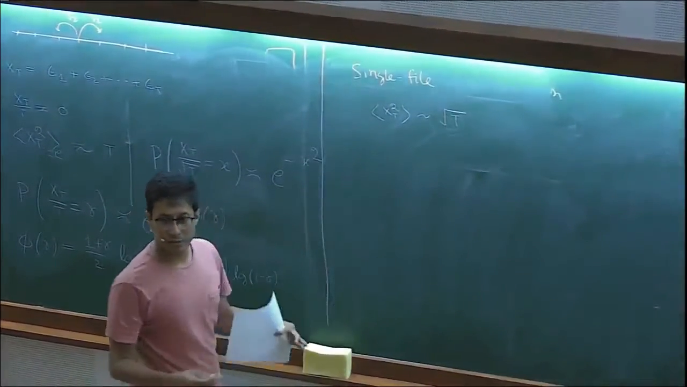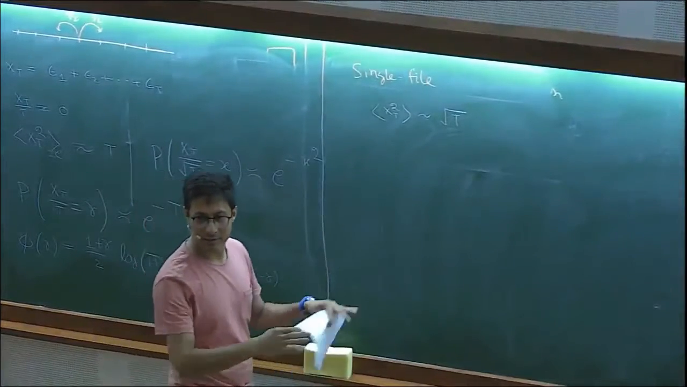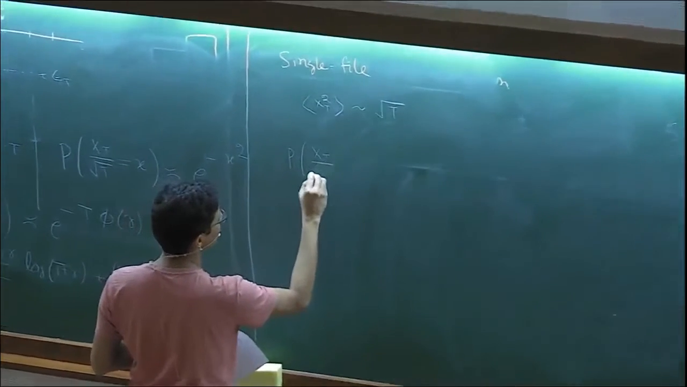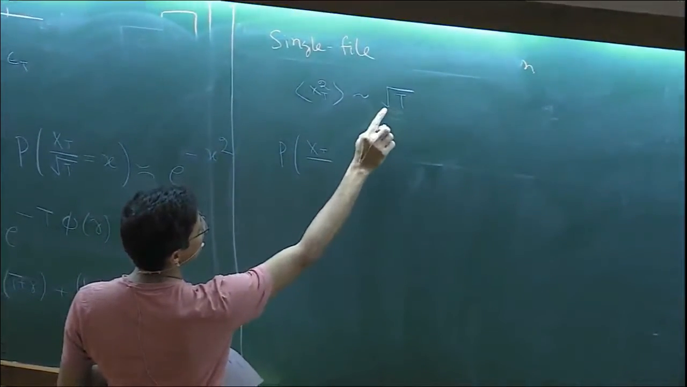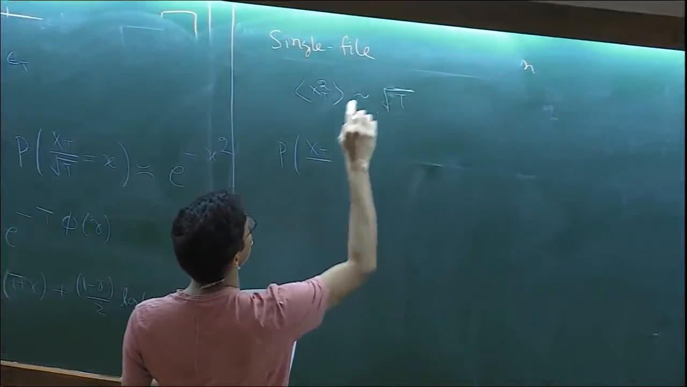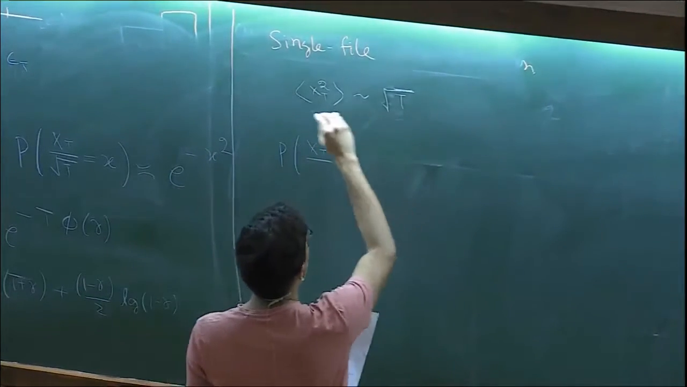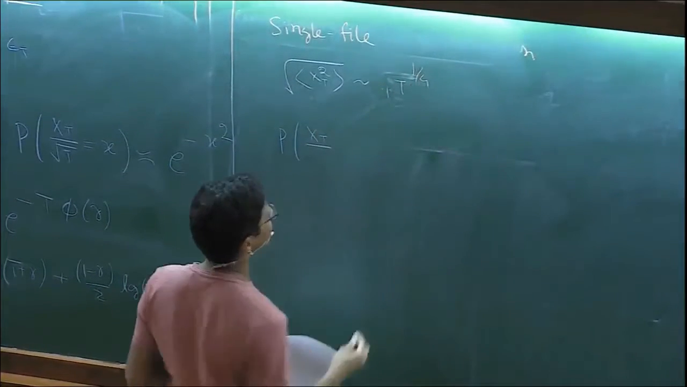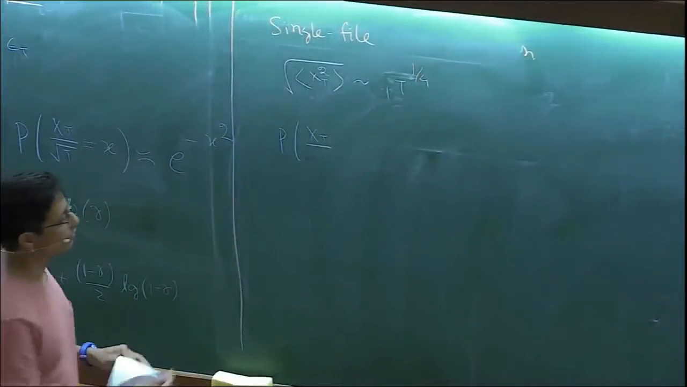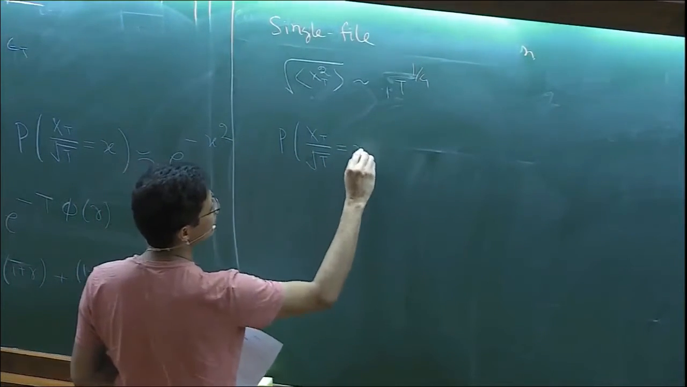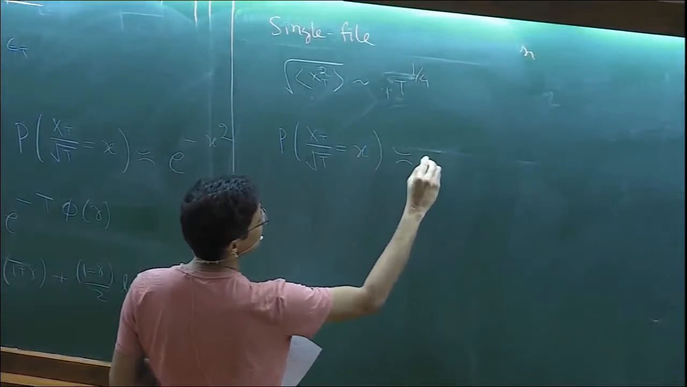And then if you want to look at the rare fluctuations, which are atypical displacements, one has a large deviation form. So here, sorry, the variance is square root of t, that means the typical displacements are of the order of t to the power 1 quarter. Okay. So the atypical displacement, if I want to look, would be, let's say, of the order of square root of t. So this has a large deviation form.